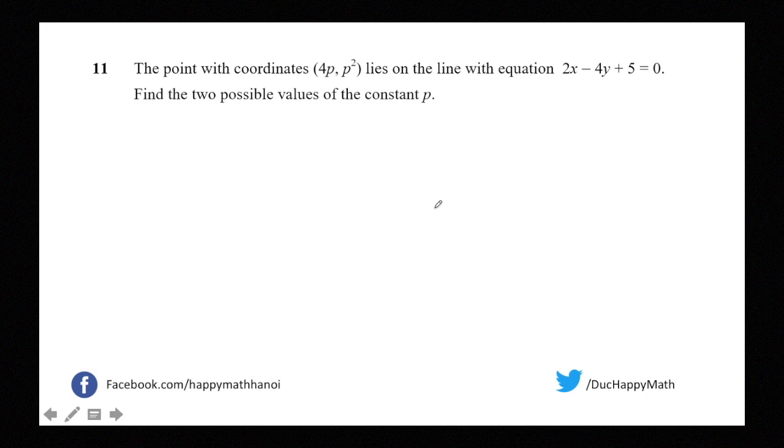The point with the coordinates 4 and p squared lies on the line with the given equation. Find the two possible values of the constant p. Okay, in the same way, we substitute the values of this point into the line, and they have to satisfy the equation. 2x means 2 times 4, minus 4 times y, which means p squared, plus 5. And simplify and rearrange the three terms of this polynomial.